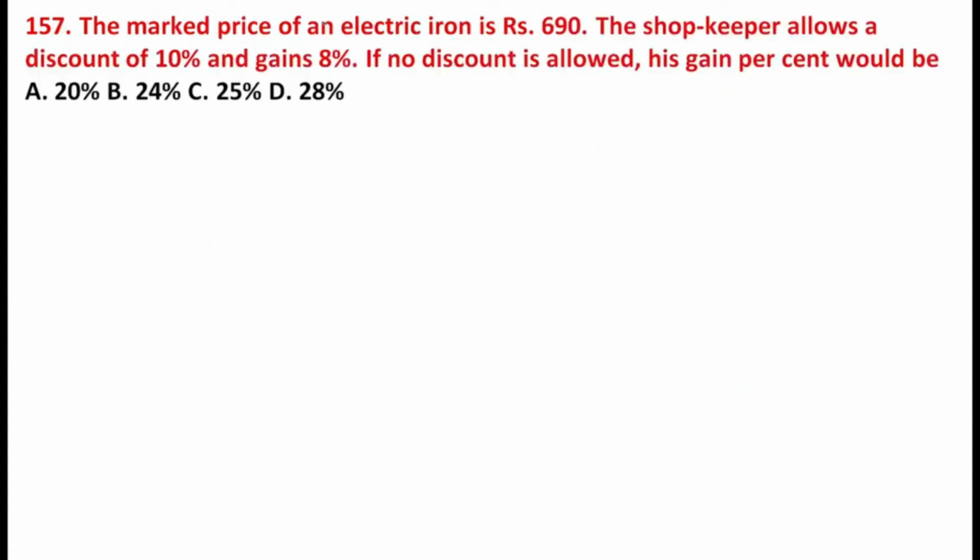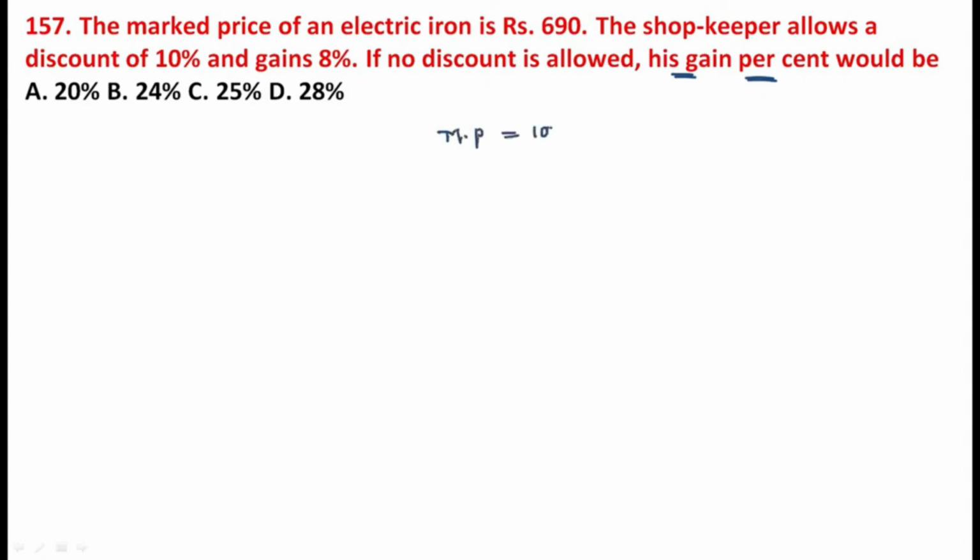The market price of an electrical iron is 690 rupees. The shopkeeper allows a discount of 10% and gains 8%. If no discount is allowed, his gain percentage would be? We want it in terms of percentage, so don't consider any numerical value. So 690, don't consider it guys. They clearly mention that there is a certain market price.